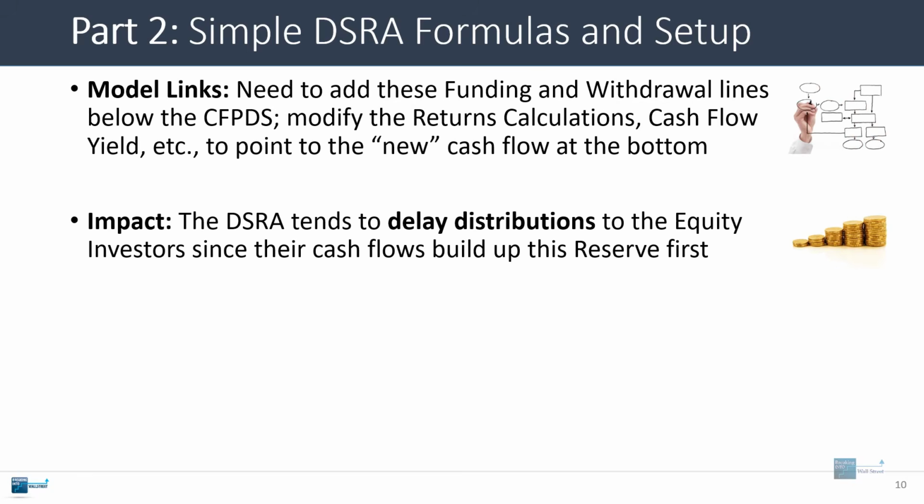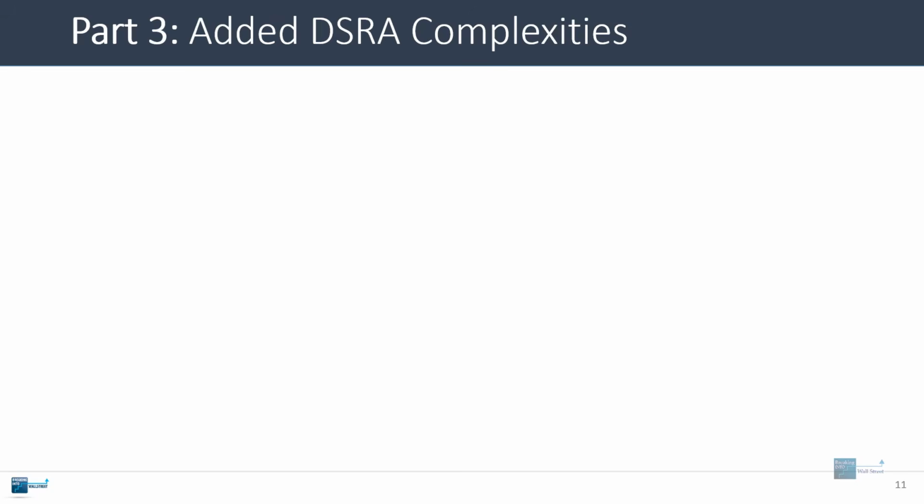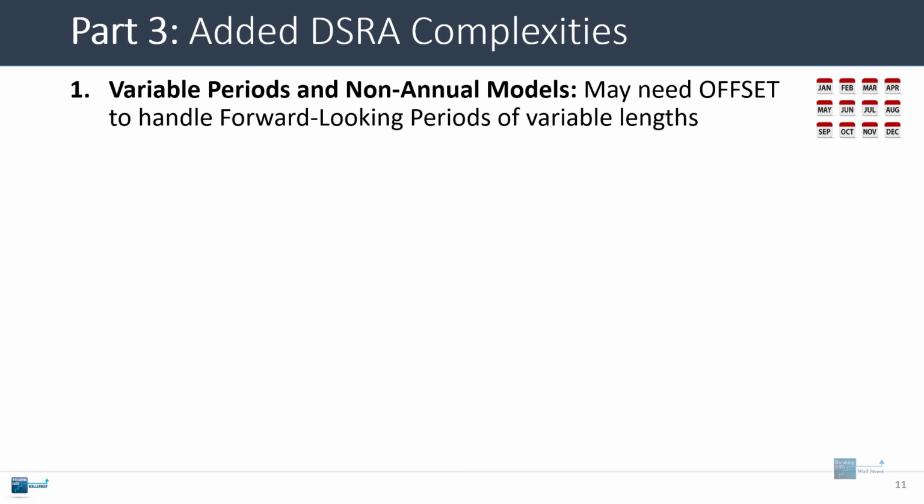I just have some notes in PowerPoint here on everything that we just went through. The last topic I want to cover is some added complexities about the debt service reserve account. In real life, you often have non-annual models, quarterly models, monthly models, things like that. You may have variable periods, so it may not always be looking ahead 1 year or 1 quarter. You could vary it based on the assumption, so it could be 2 quarters or 3 quarters or 4 months or 6 months or something else like that.